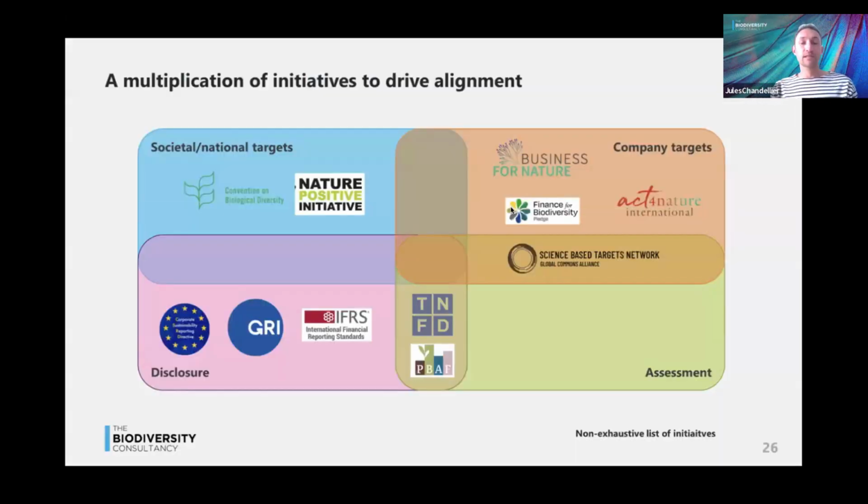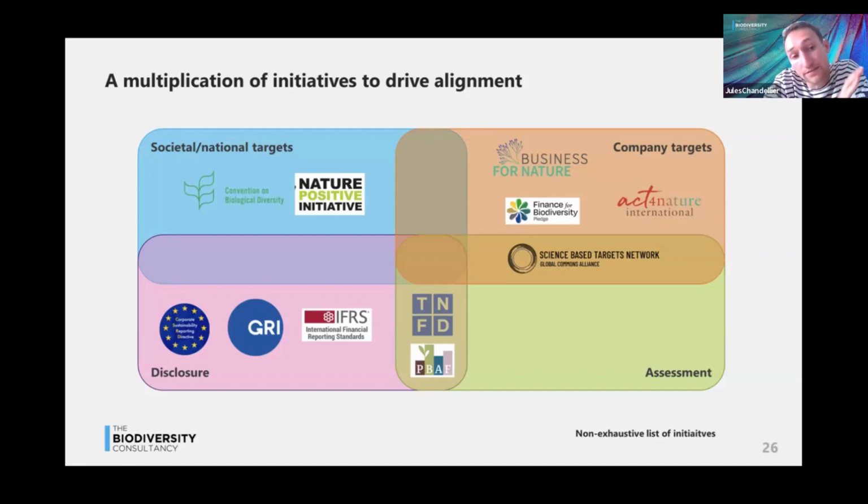This is a small figure just to show that there's a boom of initiatives around biodiversity which are targeting business at the moment, and it's good to have a better understanding of them, because these initiatives can be a bit overwhelming, as there are a lot of them. When we start, we don't really know what to look for, what's important, what's not, what's relevant for business or not. So we've tried here to give a bit of a framework to understand.